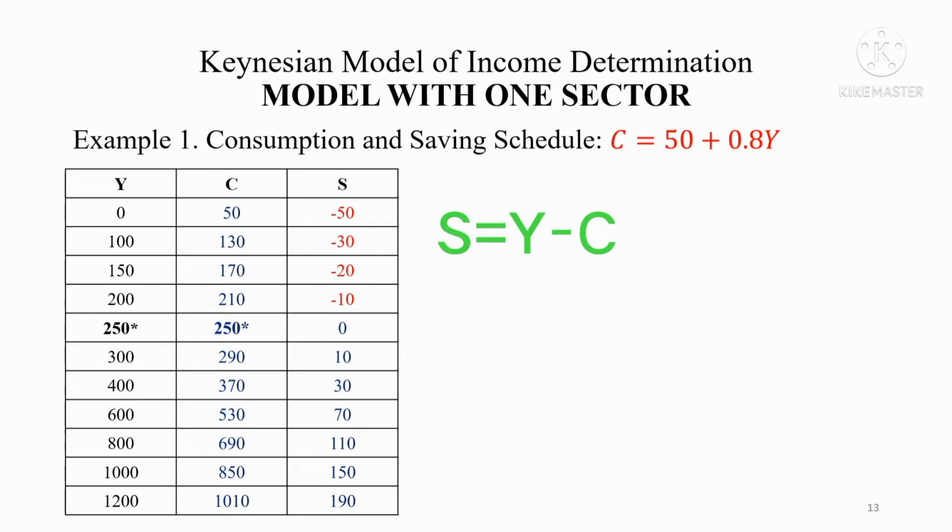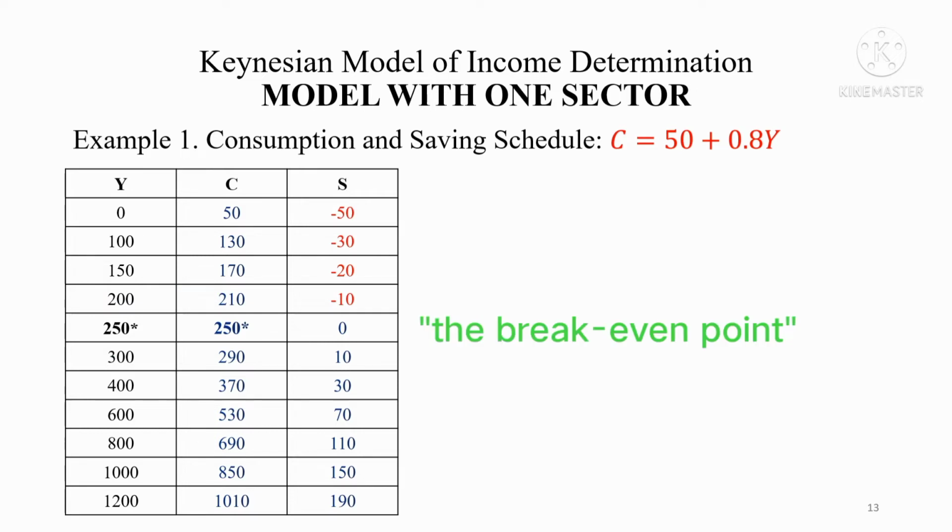At 100 level of income also, the level of consumption is 130. So here, consumption is greater than income. So we will expect a negative saving. Basically, using the formula for saving, then we can easily solve for the value of S. At the equilibrium level of income, saving is 0, because at that level of income, consumption is also 250. So all of the household's income is used for consumption expenditure, and that is also called the break-even point.